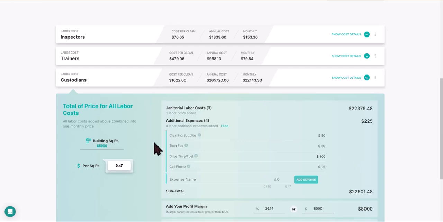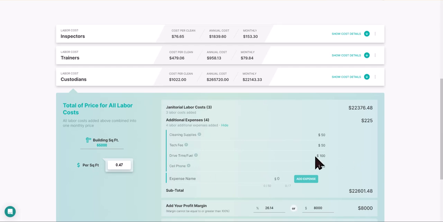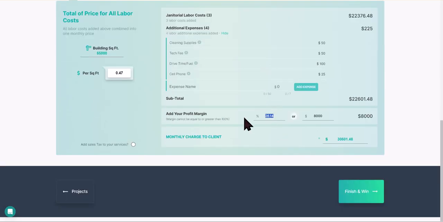And then we have our additional expenses down here. Then we have our profit margins. I like to be at 35% or more. Here's our revenue. And then here's what we're charging to our customer.